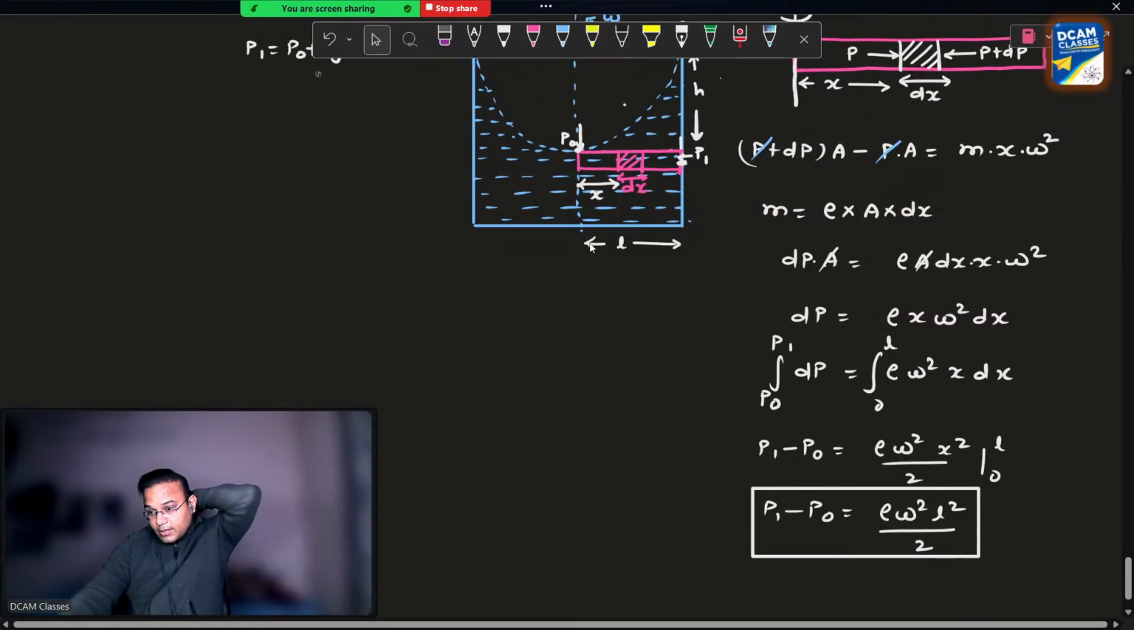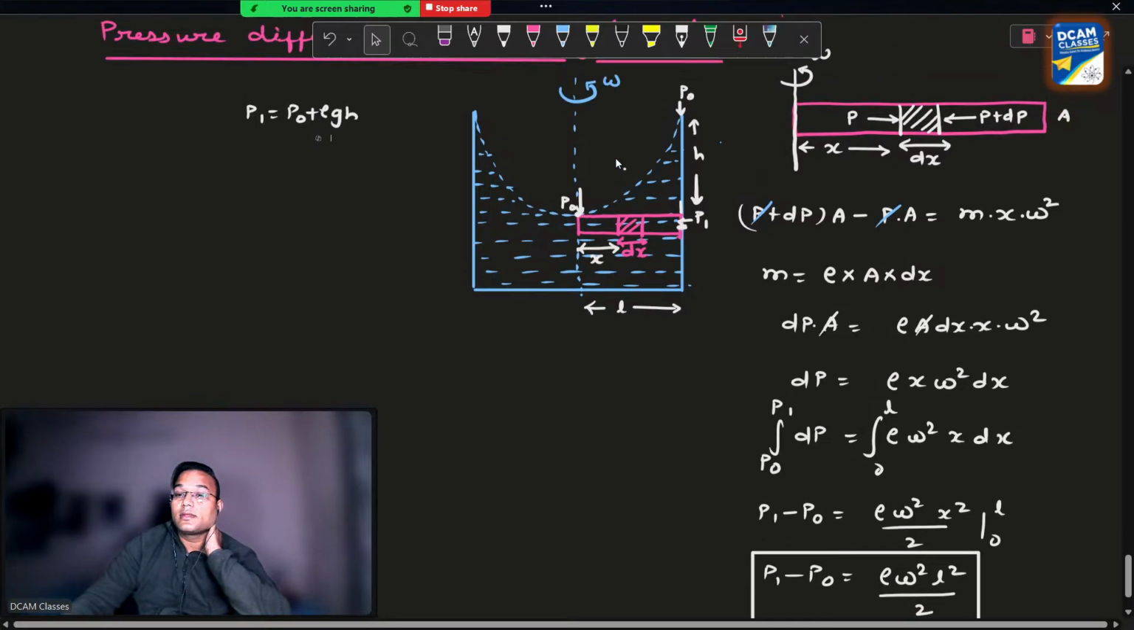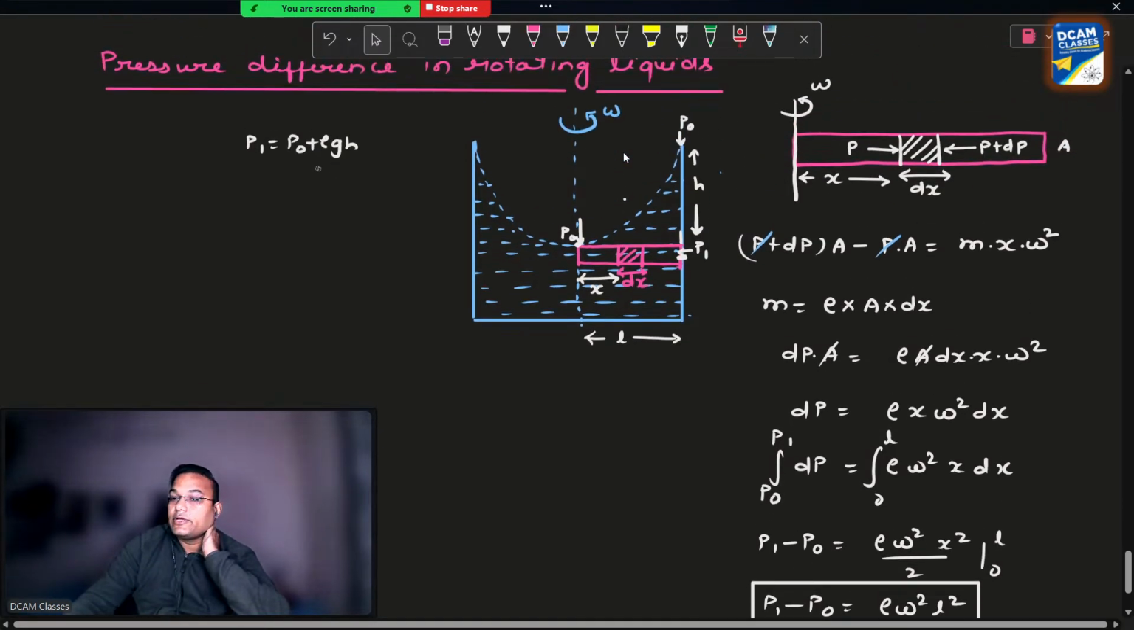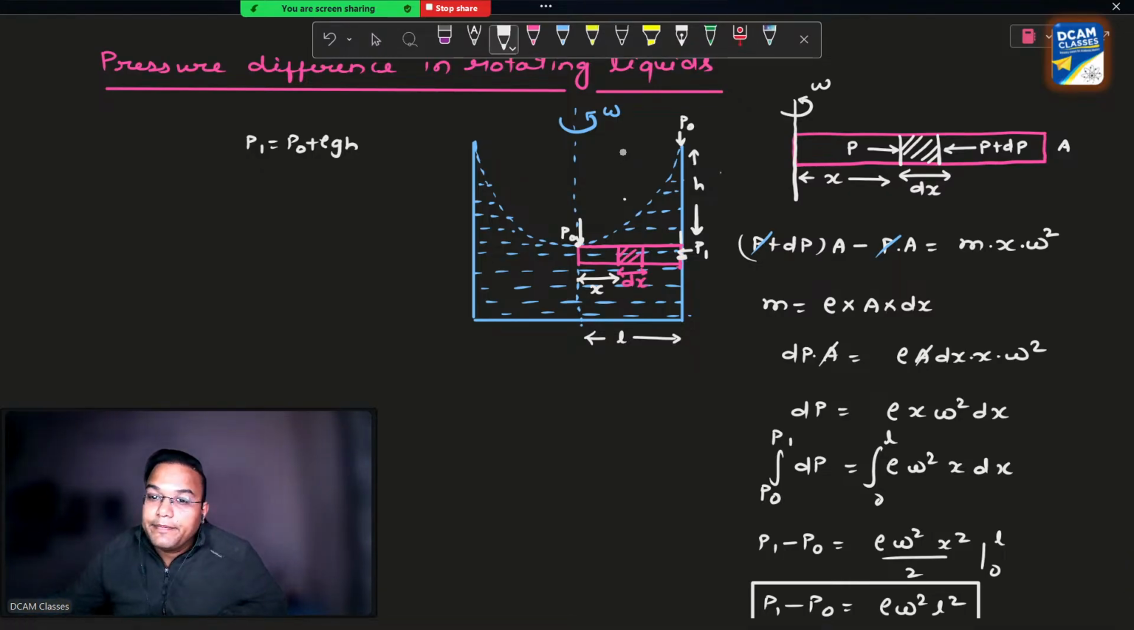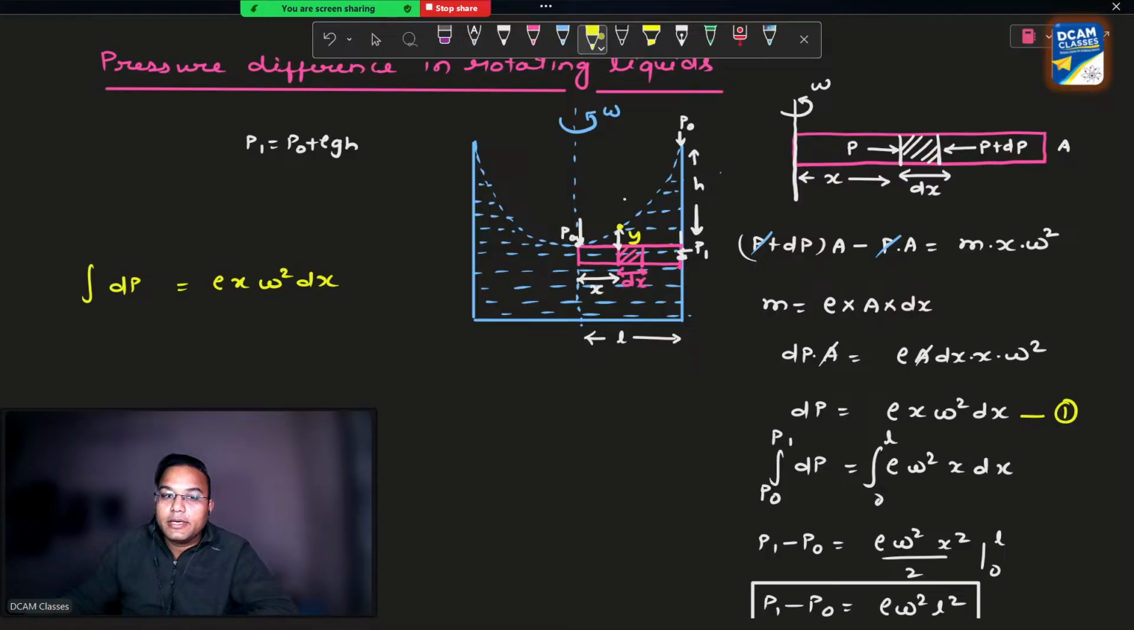Now, but still we have not got this curve equation. How to get this curve equation? Let's say for this x distance, this vertical height is y. Correct? Now, if we integrate this first equation, dP is equal to rho x omega square dx, what will be my integration limits? P naught to here. Let's say at this x distance, at this point, the pressure is Px. So P naught to Px, and I'm integrating from 0 to x.